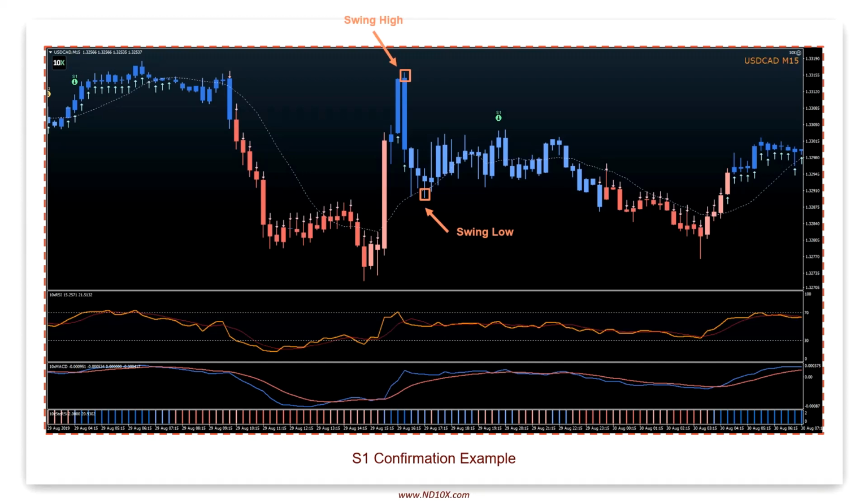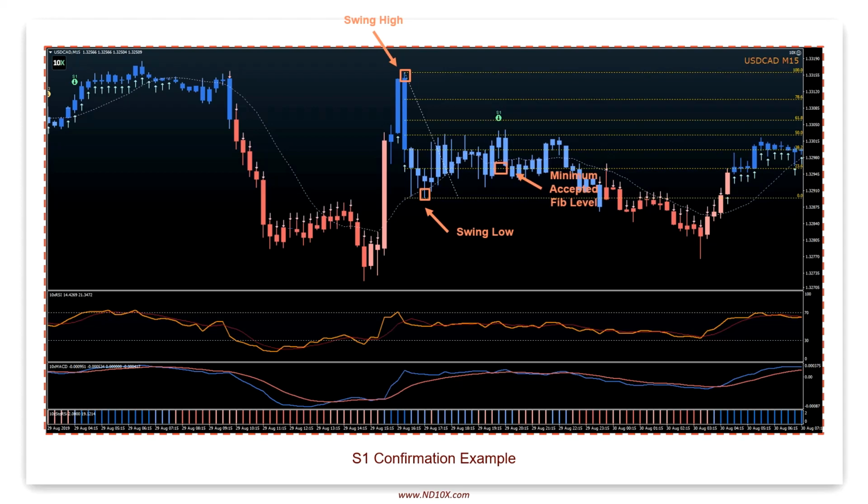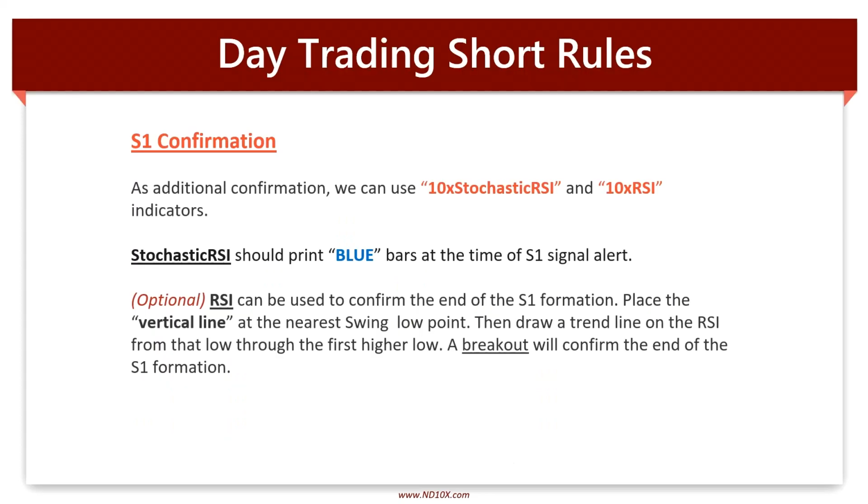So for confirmation, we are going to look for a Fibo level. And our goal here would be to see where that S1 dot appeared. We want to check if the dot appeared inside of that range of 23.6%, that would be the minimum accepted Fib level, and maximum of 78.6%. In this case, S1 appeared around the 50%. So it's perfectly fine and we can move on.